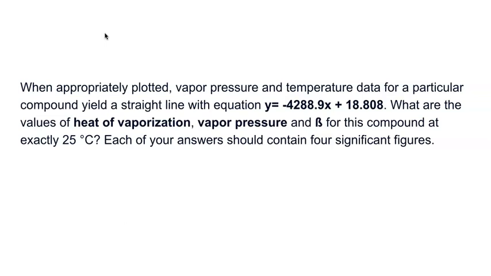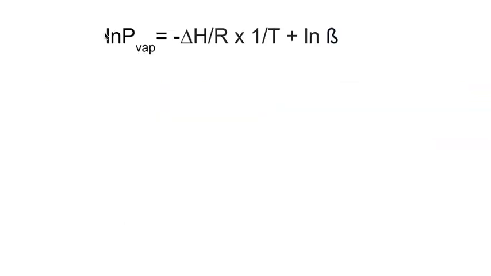Okay, so to start, we are going to remember the slope-intercept form for the equation to relate vapor pressure, heat of vaporization, temperature, and beta. So the equation is ln of vapor pressure equals negative delta H over R times 1 over T plus ln beta. Just to relate it to the classic y equals mx plus b, the ln of p vapor is going to be our y value, negative delta H over R is going to be our m value, 1 over T is going to be our x value, and ln of beta is our b value.